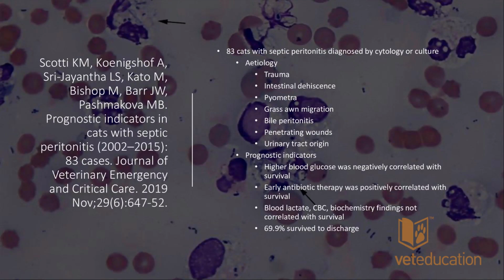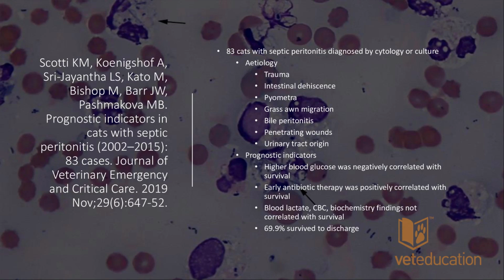7 days. Now contrast that with this next study here, which looked at prognostic indicators in cats with septic peritonitis. There were 83 cases with septic peritonitis diagnosed by cytology or culture. Okay, so these are animals with an abdominal effusion. It's been diagnosed as being septic on the basis of cytology or culture.